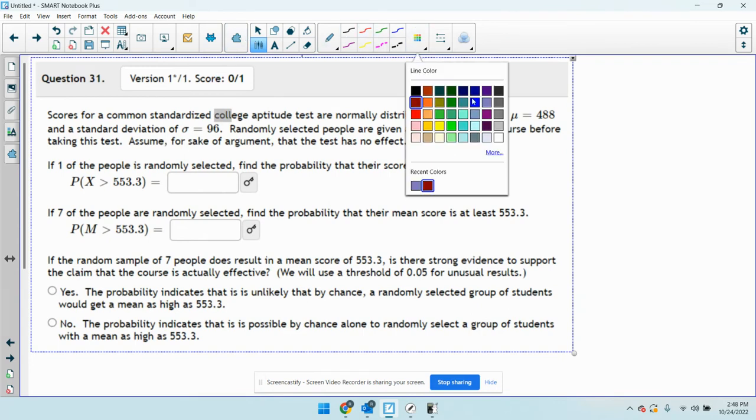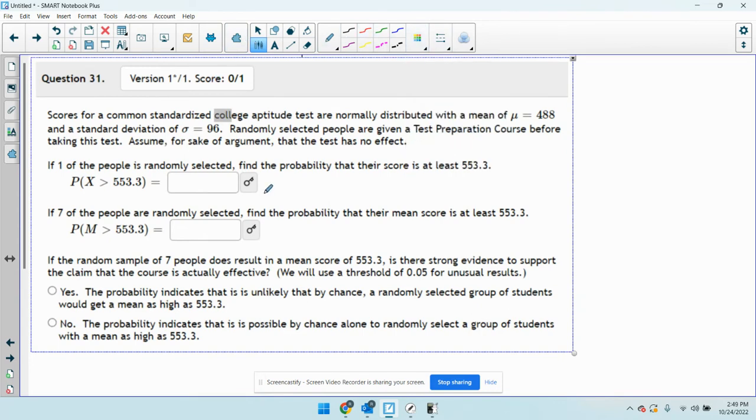So now this says scores for a common standardized college aptitude test are normally distributed with a mean of 488, standard deviation of 96. Randomly selected people are given a test. Assume for sake of argument that the test has no effect. If one of the people is randomly selected, find the probability that their score is at least 553.